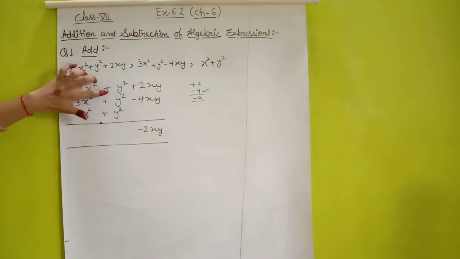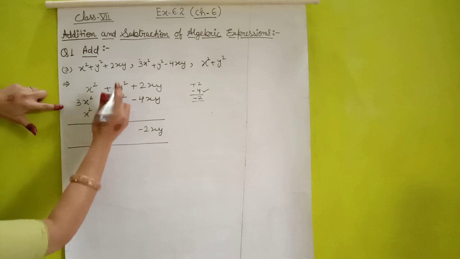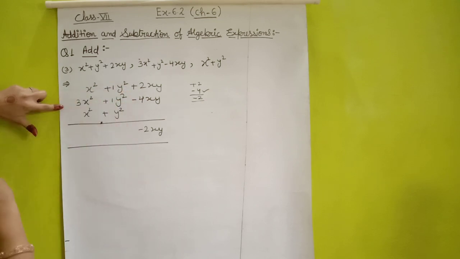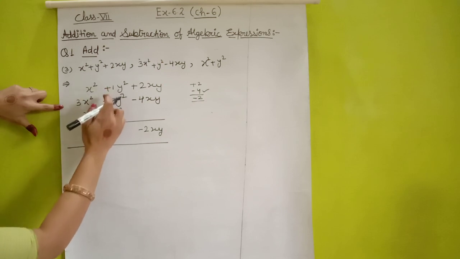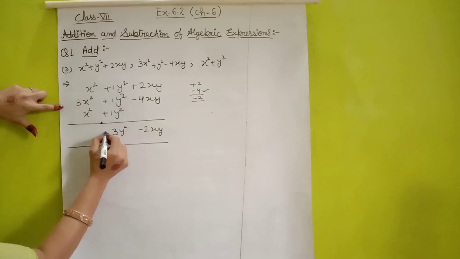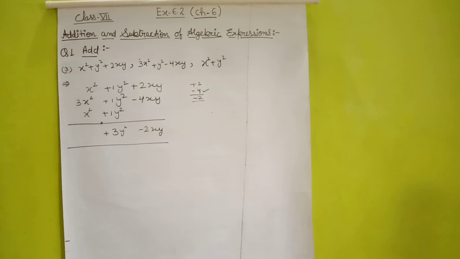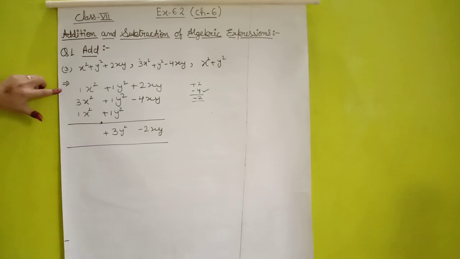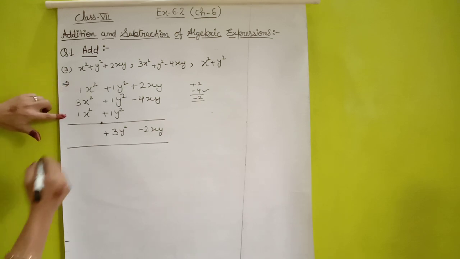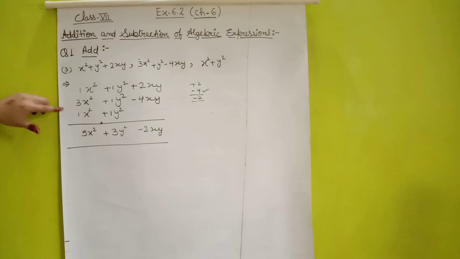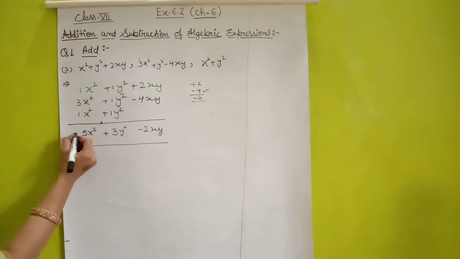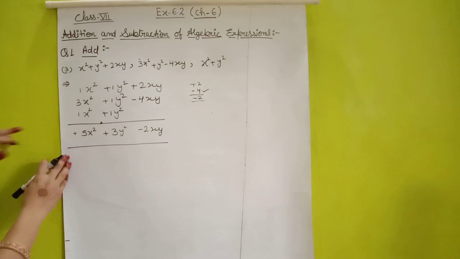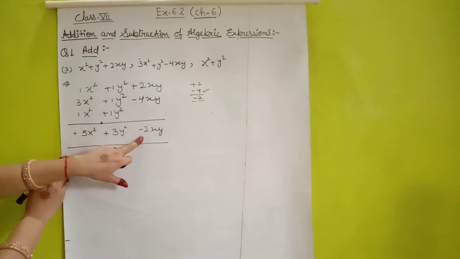Students, here y square, y square, y square, all are having plus sign. Y square means it is 1y square. This is also 1y square and this is also 1y square. So 1 plus 1, it will be 3y square with a plus sign. Now here students, this is 3x square. Nothing is given, so this is 1 and this is also 1. So and all are having plus sign. So 1 plus 3, 4 plus 3, 5. This is 5x square with a plus sign. And no need to write this plus sign, and if you want to write, you can write. So 5x square plus 3xy minus 2xy.